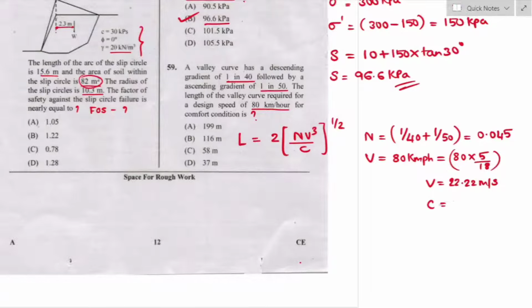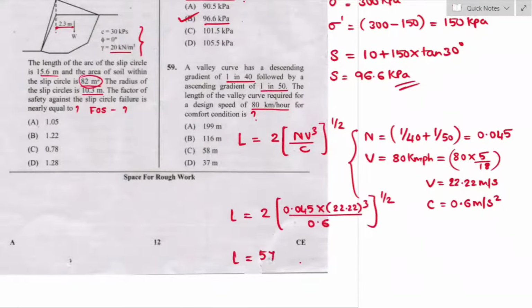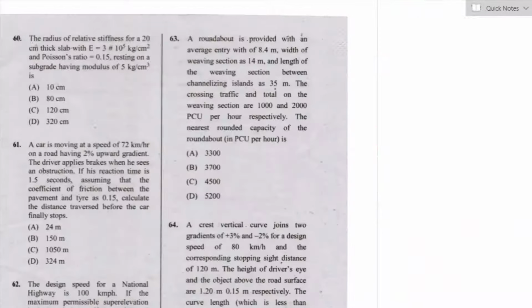and C is the rate of change of acceleration. For the comfort condition, let us assume as 0.6 meter per second square. By substituting these values, the length of the valley curve will be 57.44 meter. Option C.